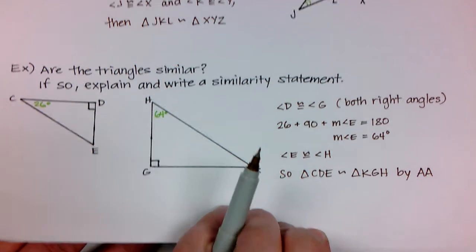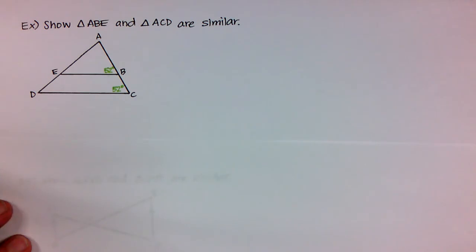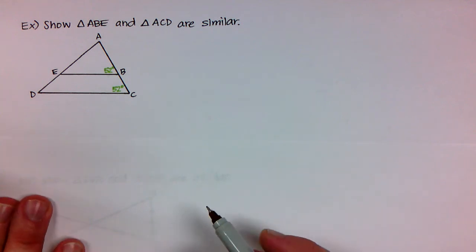Okay? This is actually going to be a pretty short lesson. I have another diagram here. I want you to show that these two triangles are similar, and this time they're stacked on top of one another, so it might be helpful for you to draw them separate. I'm not going to do that right now, but you are more than welcome to do that on your own.